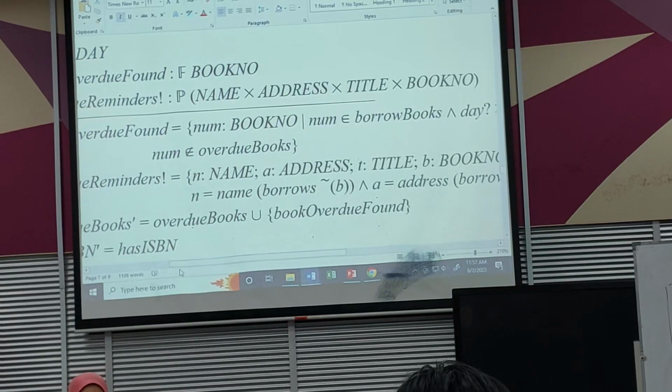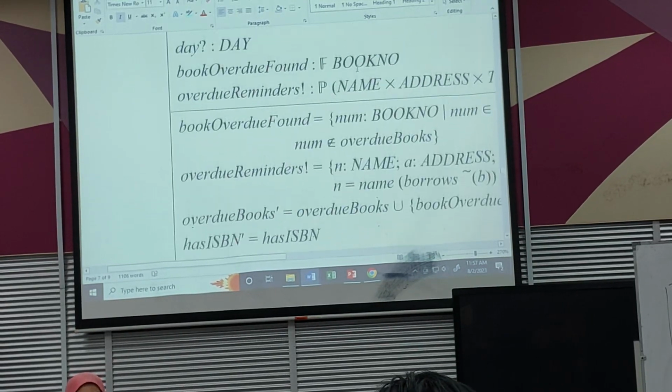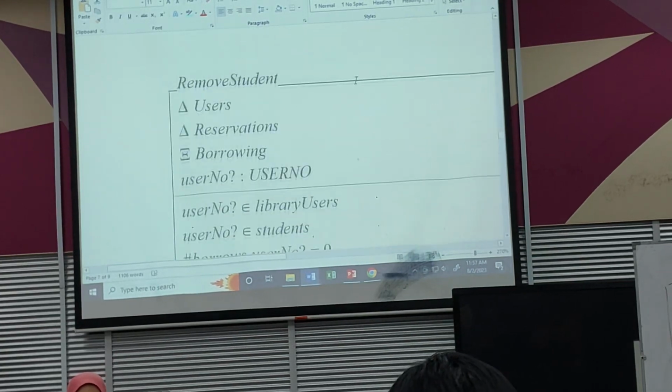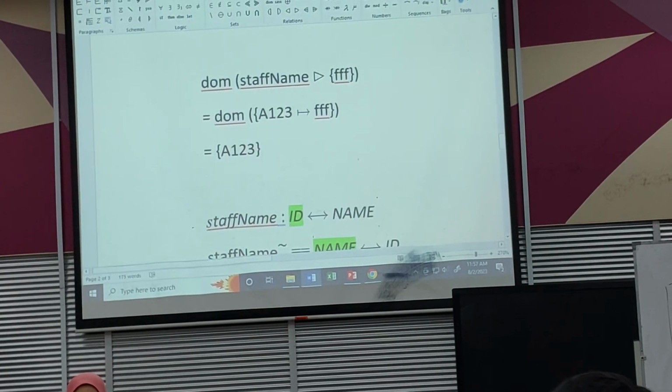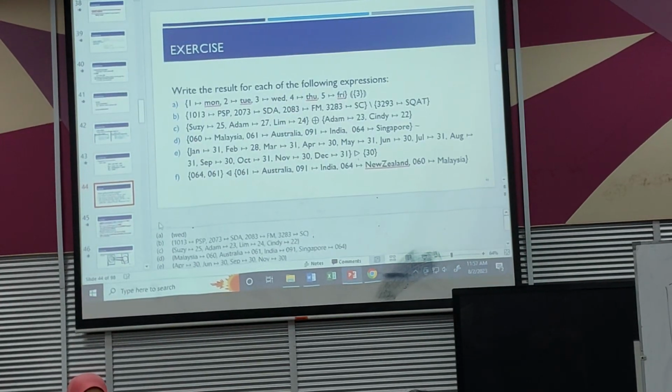Okay, so this is the Cartesian product. Okay, the rest is okay. You can have a look at this. Okay, so I think that's all from me. Any question before I end my class for today?